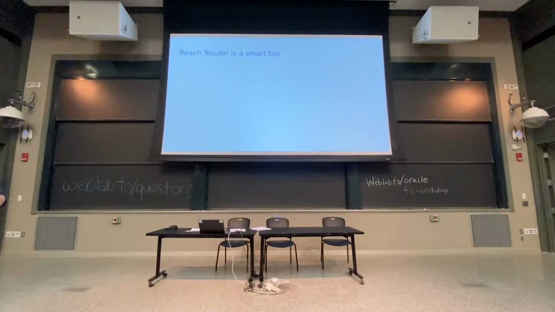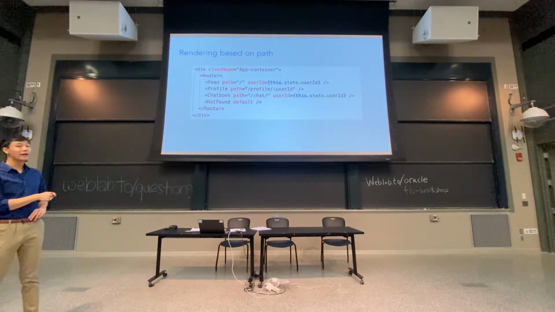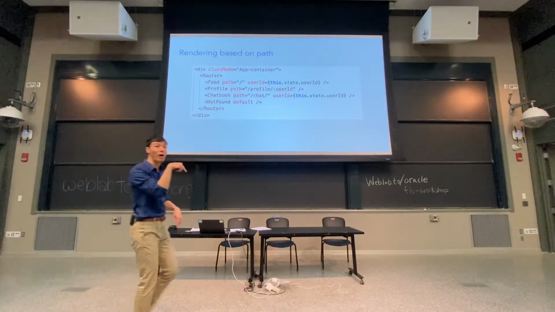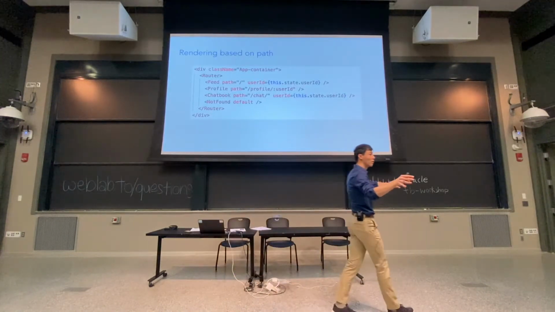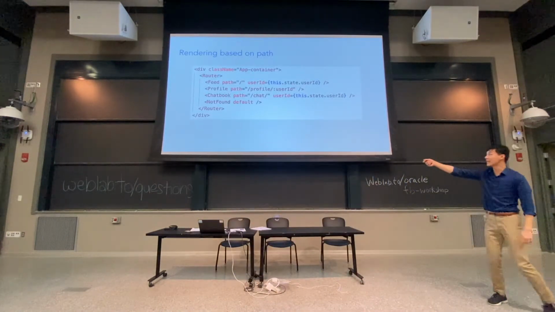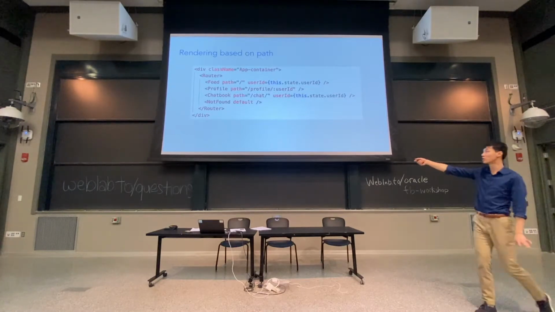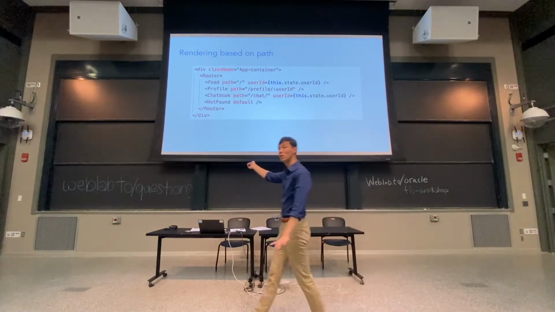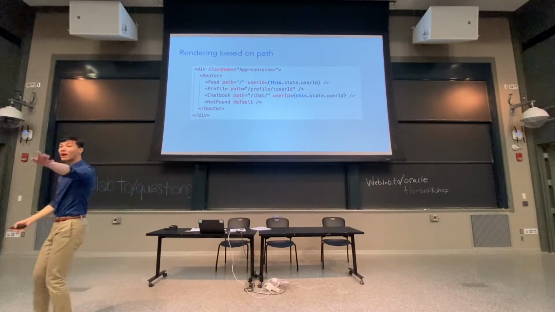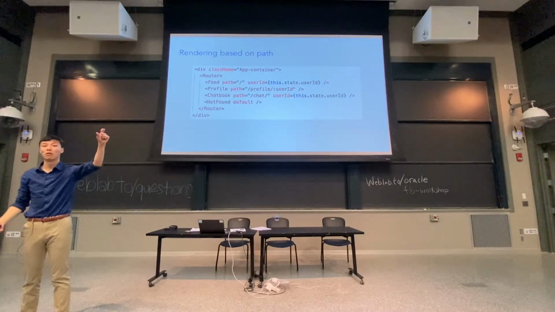So basically what Reach Router is and what you need to know for your purposes: you can render based on whatever's in the URL bar. That's its purpose. Okay? So what this says is, here's a router. When we go to /, render feed. We go to /profile/:userID, and this colon we'll talk about in a second, render the profile. When it's /chat, render Chatbook. And everything else, which is default, render not found. So all it does is render based off the URL.